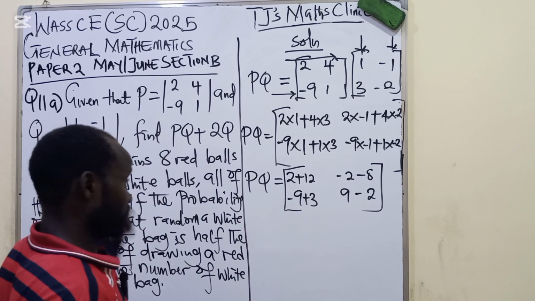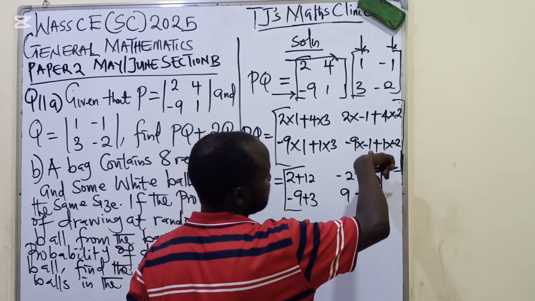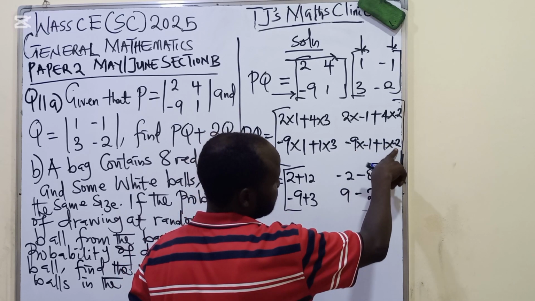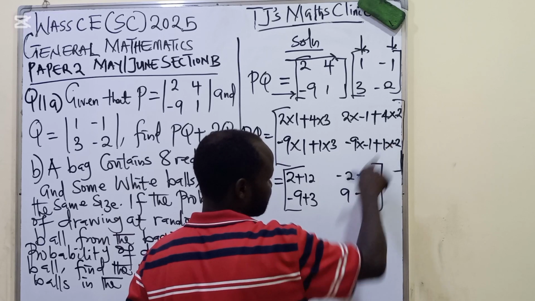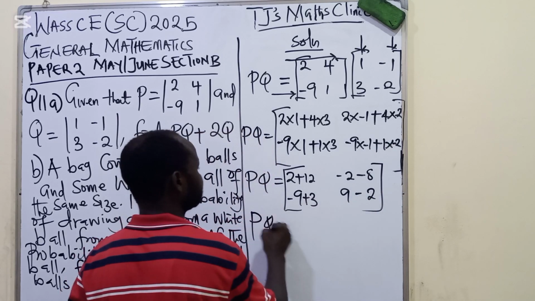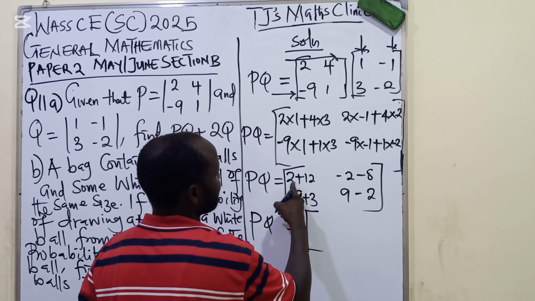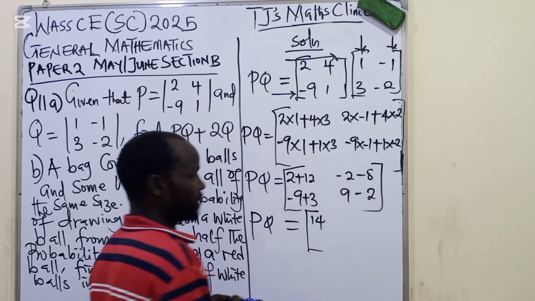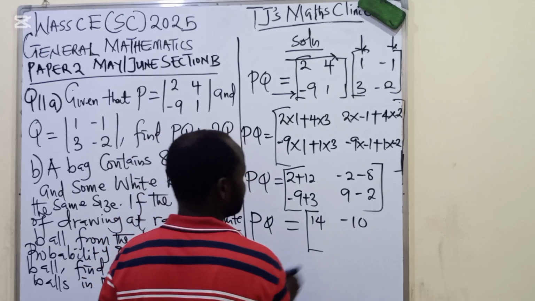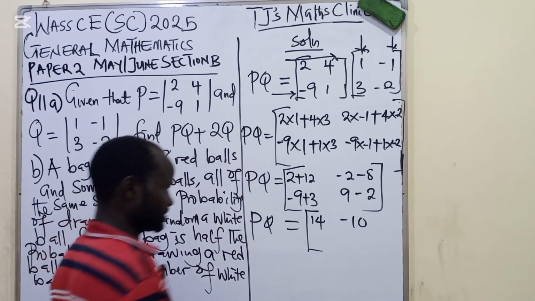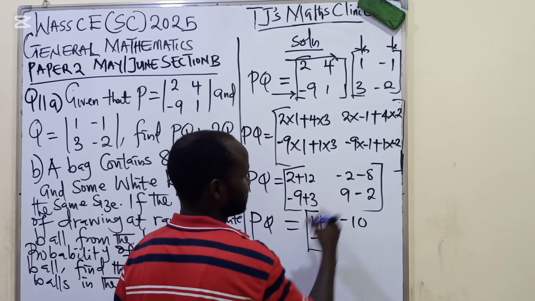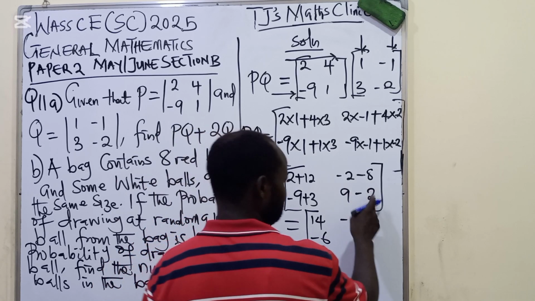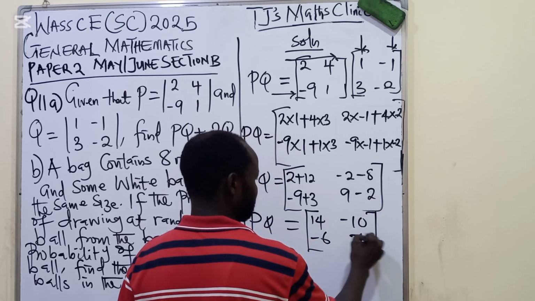Very important. Since we are adding, we have minus 9 times minus 1, that's minus times minus is positive 9. Then 1 times minus 2 is minus 2. So PQ now will be 2 plus 12, that's 14. Then minus 2 minus 8, that will be minus 10. Then minus 9 plus 3 is minus 6. Then 9 minus 2, of course, it will be 7.